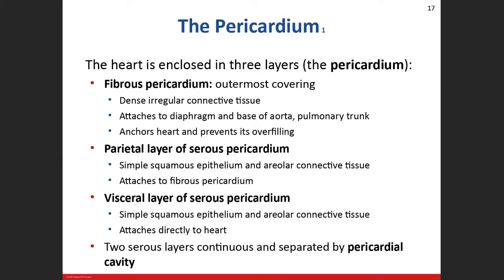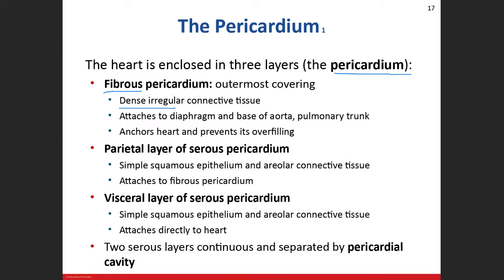The heart is enclosed in a sac we call the pericardium. The outermost covering is the fibrous pericardium, made up of a really cool type of connective tissue, dense irregular connective tissue. Do y'all remember where we find dense regular connective tissue? Ligaments and tendons. Dense irregular connective tissue, we find in a whole bunch of different places: the periosteum of bone, the perichondrium of cartilage. Another place is the fibrous pericardium. It's the outermost covering, and it's tough.